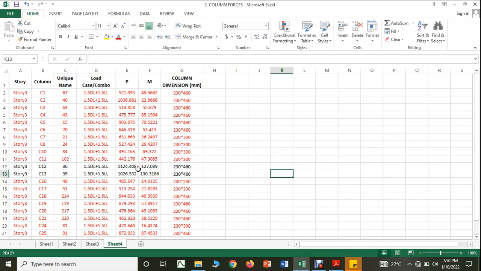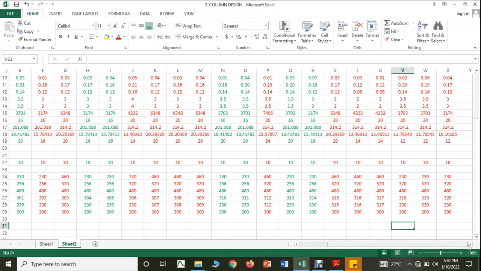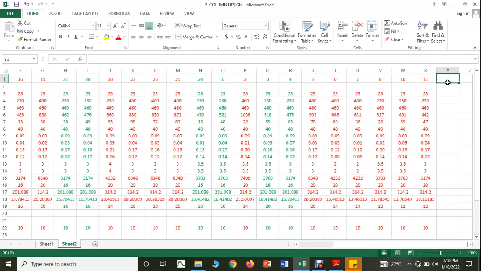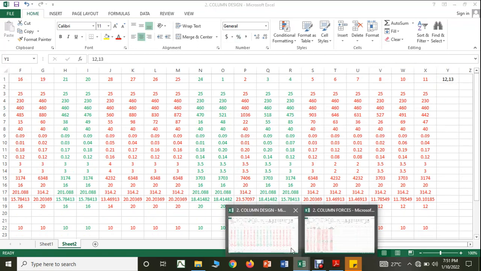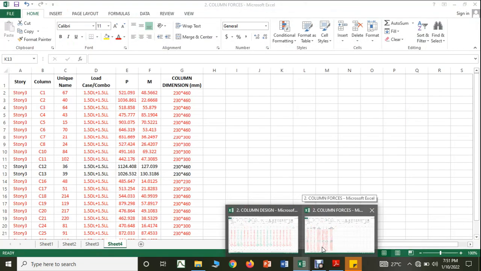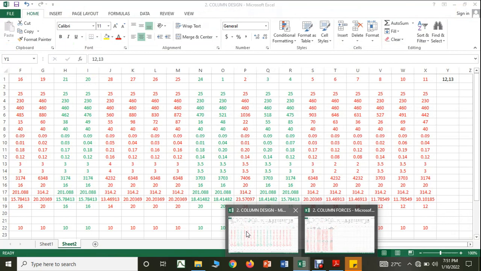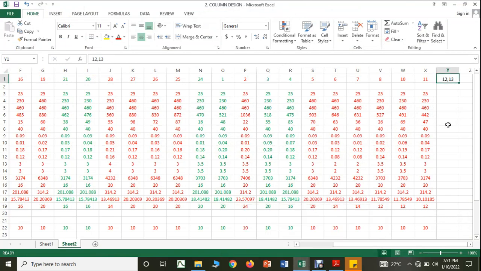Then last we have two columns. So you can almost take the highest value of this column 12 and 13. Column 12 and 13, I'll make it together. Okay, I can make 12 and 13 together, and let us take the value as 1125. Let us take the value as 1125 and let us make the value of moment as 130.